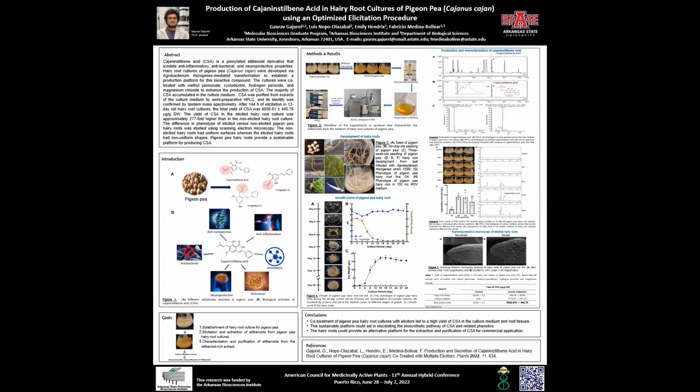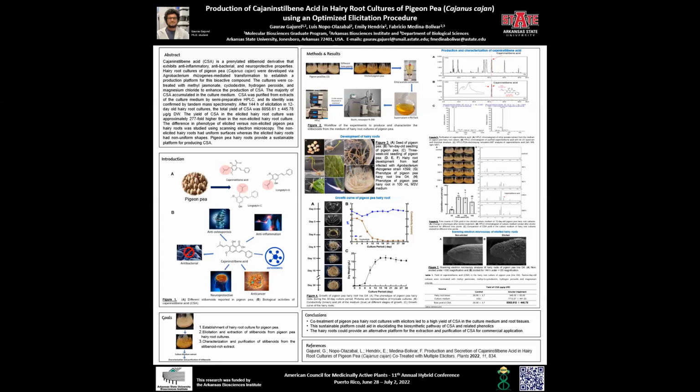Then scanning electron microscopy was done to see the difference in morphology between elicited and non-elicited hairy roots, and we can see that elicited hairy roots were more stressed as compared to the non-elicited ones. And finally, the total yield of Cajaninstilbene acid between elicited and non-elicited hairy roots was compared, and we could see that there was over 277-fold increase in elicited hairy root as compared to the non-elicited hairy root in the yield of Cajaninstilbene acid.